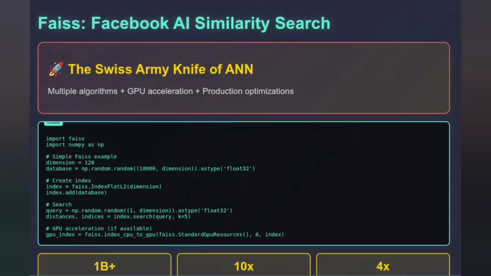Number 2, Faiss, or Facebook AI Similarity Search. Faiss, developed by Facebook AI Research, is like the Swiss Army knife of ANN algorithms. It's not just one algorithm, it's an entire library with multiple indexing methods optimized for different scenarios.